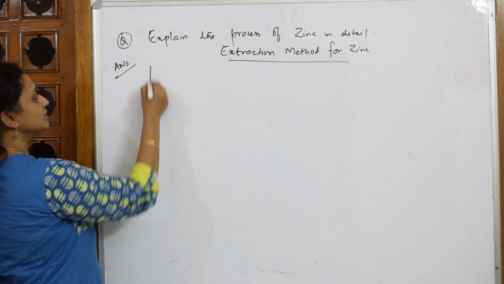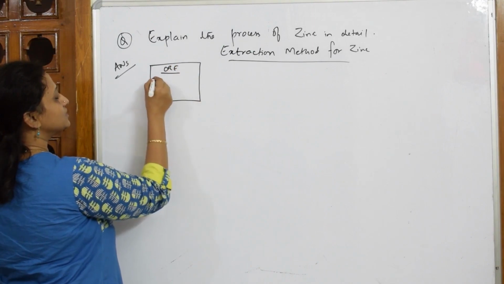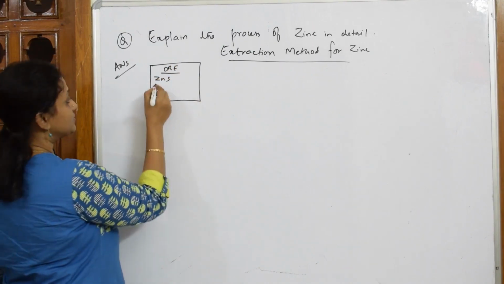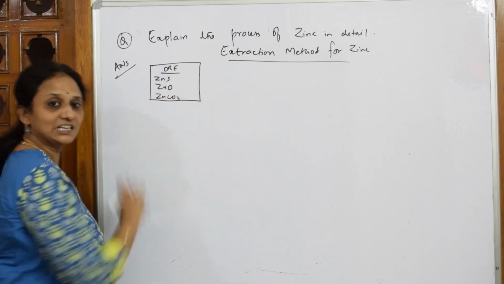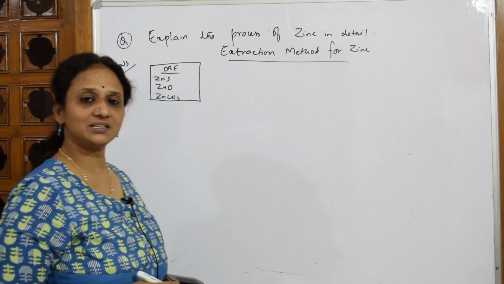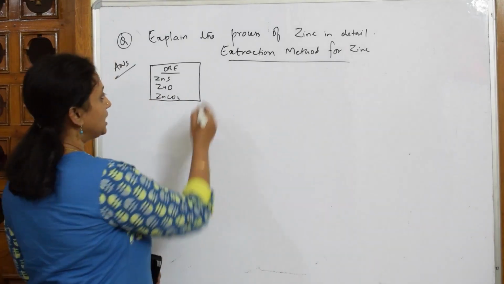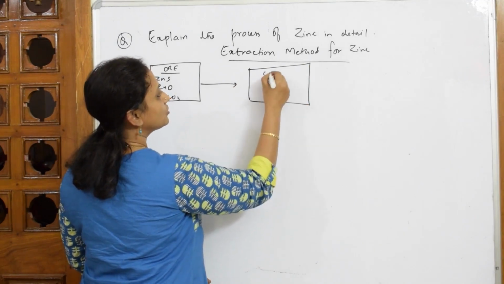We have taken the ore. So what are the ores which we have taken? We have taken zinc sulfide, zinc oxide, and zinc carbonate. Zinc sulfide is zinc blend. Then zinc oxide is zincite. Zinc carbonate is calamine, which we have already discussed. Now after this, you're going to send it for concentration of the ore.